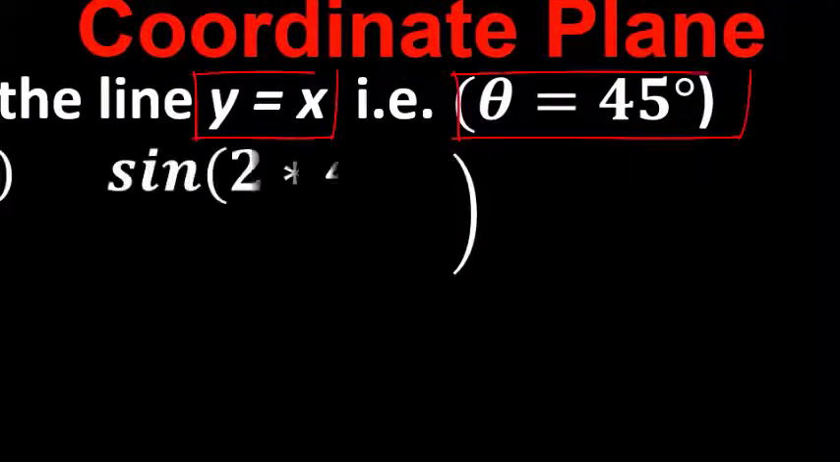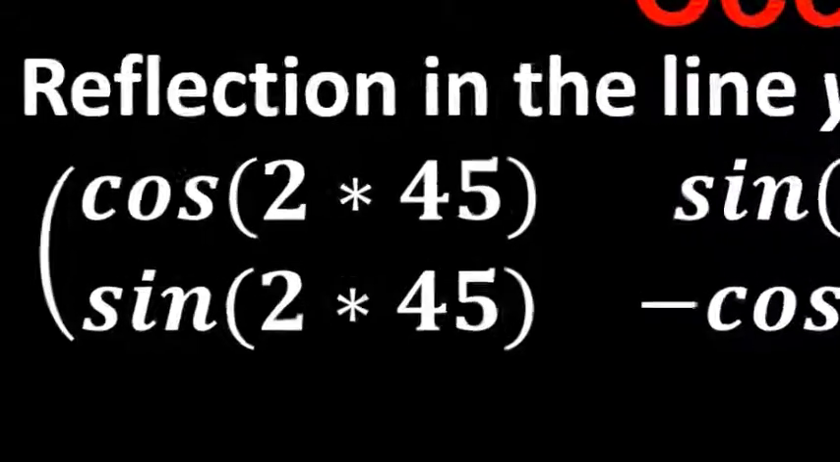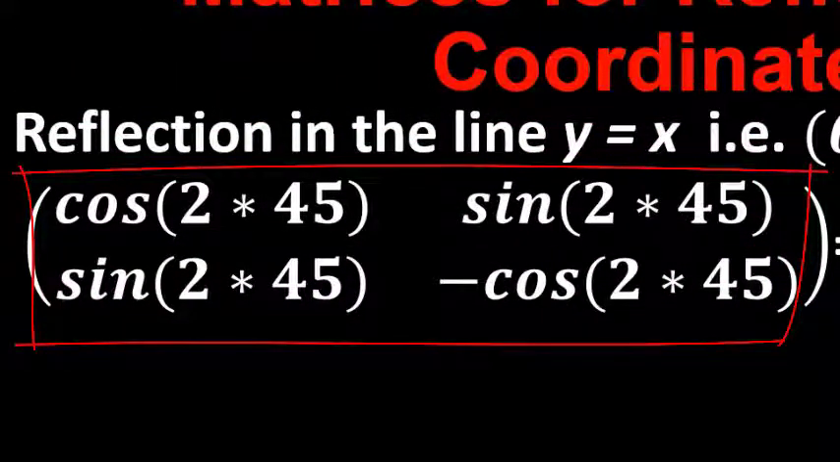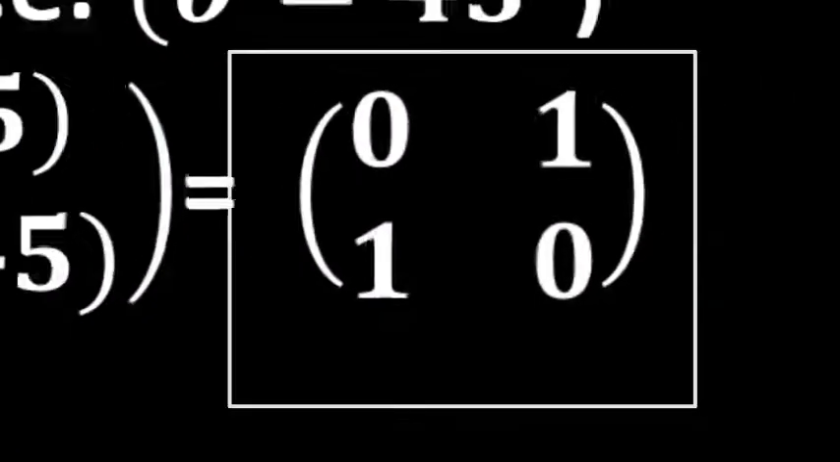Matrices for reflections in the coordinate plane. Reflection in the line y equal to x. What is theta? Theta equal to 45 degrees. Substituting that in our formula, we know that 2 times 45 is 90. So we have cos 90, sin 90, sin 90, negative cos 90. When we work that out, our resulting matrix will be 0 1 1 0.